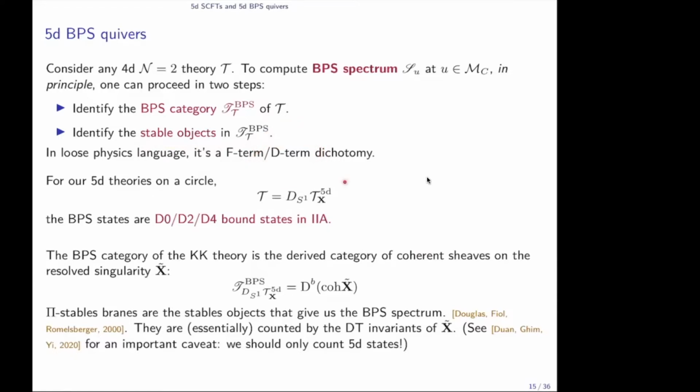So for the theory on a circle here, well, the theory here was defined as M theory on a threefold. But if you compactify on a circle, then you really have type 2A on the same threefold, right? And the BPS states, we know what they are in the type 2A on a threefold. The ones of interest here on the Coulomb branch are the various D branes wrapping 0, 2, and 4 cycles. So there are D0, D2, D4 bound states in the resolved threefold.